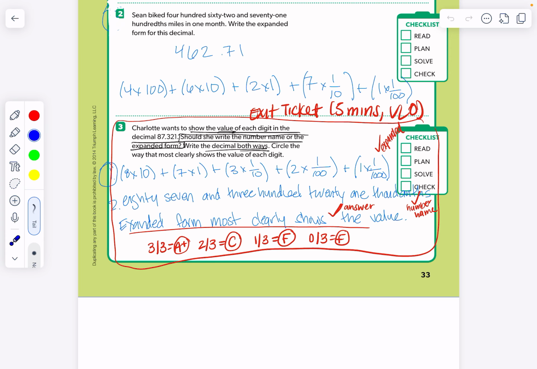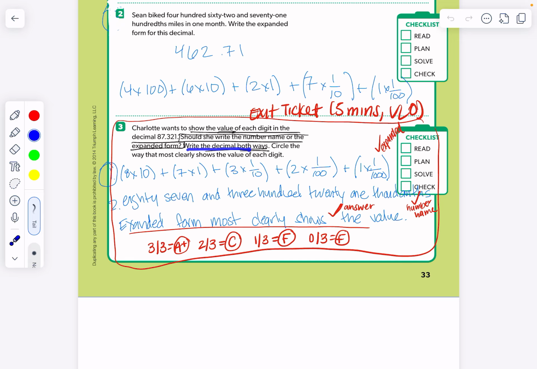Now, this exit ticket has a bunch of different parts, so make sure students aren't answering all parts in order to get full credit. It says Charlotte wants to show the value of each digit in the decimal. So this is Charlotte's task, or this is what she's interested in, showing the value of each digit in the decimal, 87 and 321 thousandths. Should she write the number name or the expanded form? So should she write the number in word form or expanded form if she wants to show the value is the question, right?